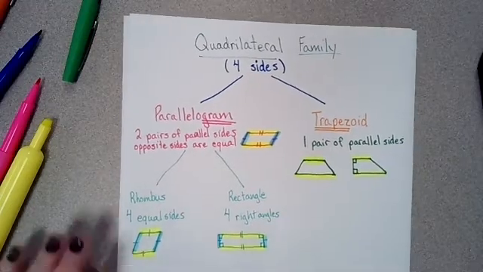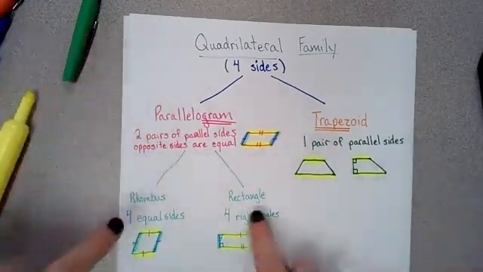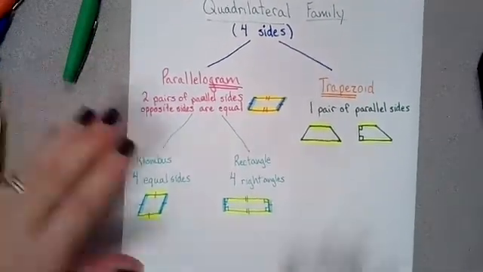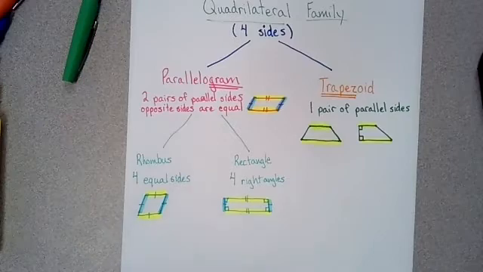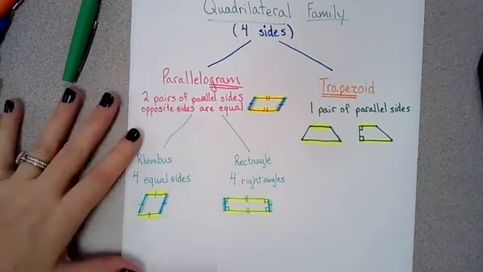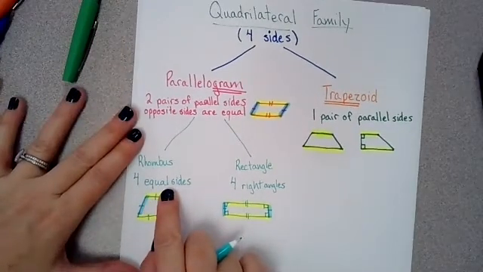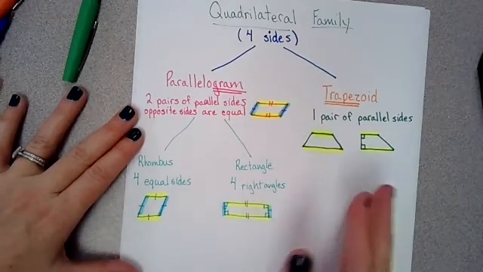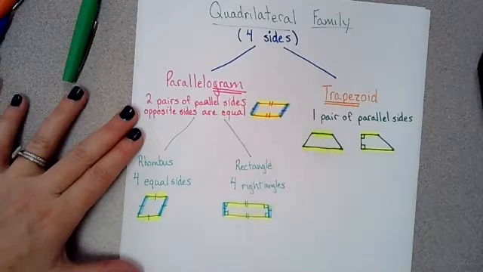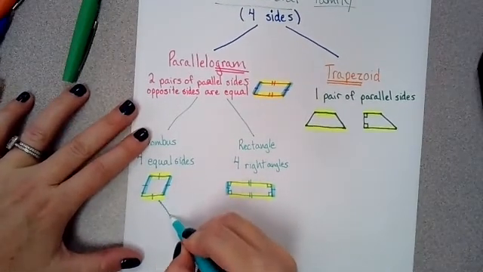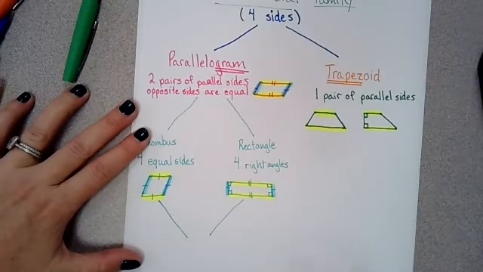Okay, so now these two decide that they want to get a dog, right? And both of them want their dog to be very similar to them. So they are arguing. Rhombus is saying, well, I want it to have four equal sides. And rectangle is saying, I want our dog to have four right angles. And they go back and forth and back and forth. But in the end, they decide to get a dog that has both of those attributes.